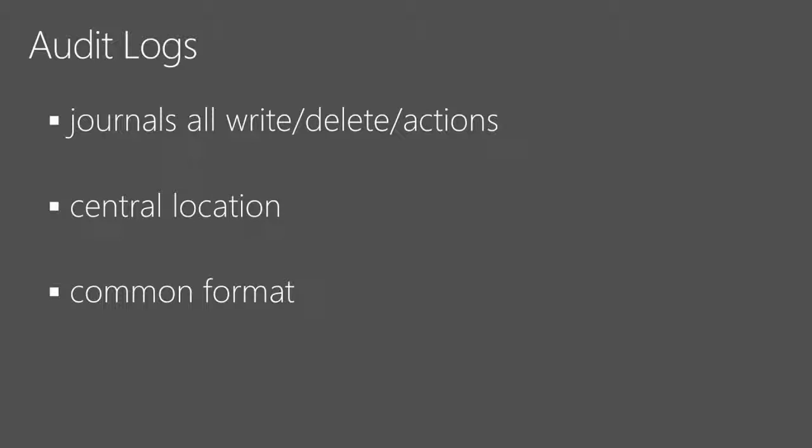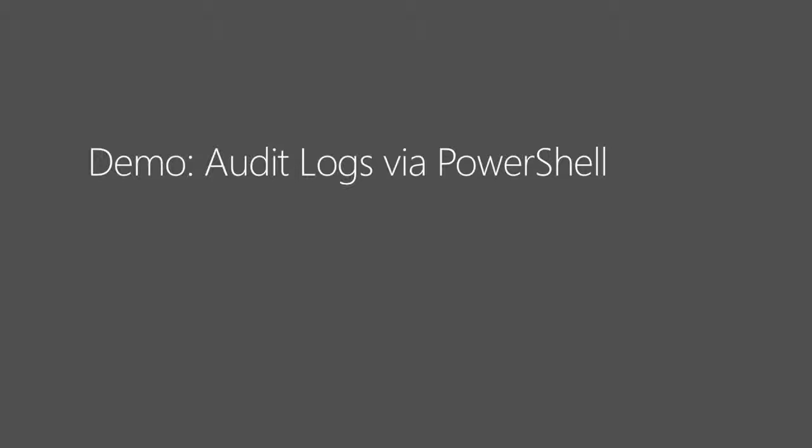Even if that is something that you would like to see, let us know and we'll consider it. So we log all of these things to a central location, and we log them in a common format. And so what this means is you can go into the portal and view all the things that have been done against a resource group, or you can use our REST APIs, PowerShell, or CLI to retrieve this information.